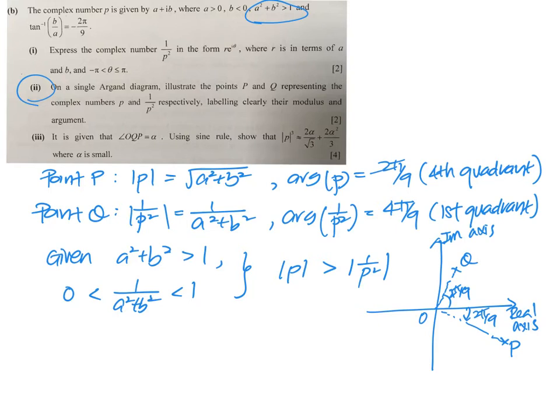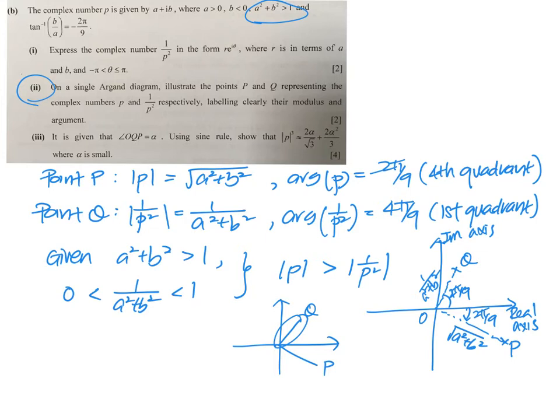Now, please take note that you are supposed to label the modulus and the argument on the Argand diagram. So the distance from P to the origin is represented by square root a squared plus b squared, whereas the distance from point Q to the origin will be 1 over a squared plus b squared. For students who sketch point P and point Q as a solid line, you will be penalized because this does not represent the complex number itself. It's a point, so I expect you to use points to represent the complex number. To indicate how far it is from the origin, you can indicate it by a dashed line, not a solid line.